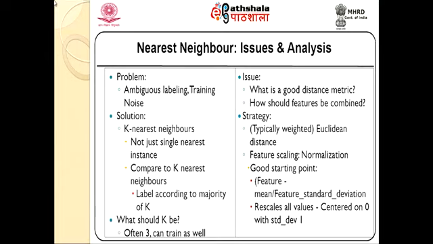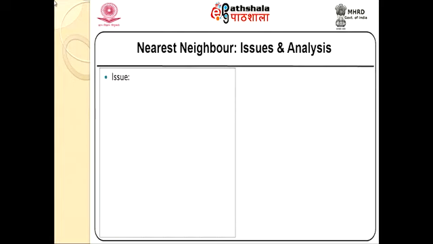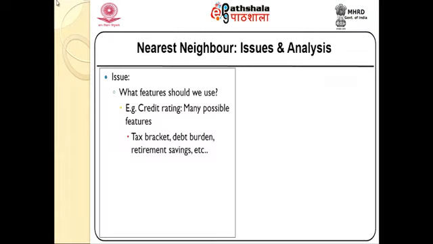Then another issue is, what are the features we should use, the selection of features that we discussed. For example, for credit rating, there are many possible features you could have used. We used the number of late payments per year, and we used income divided by expenditure. But you could have used tax bracket, you could have used debt burden, you could have used retirement savings and so on. So, what features we should use is an important question.